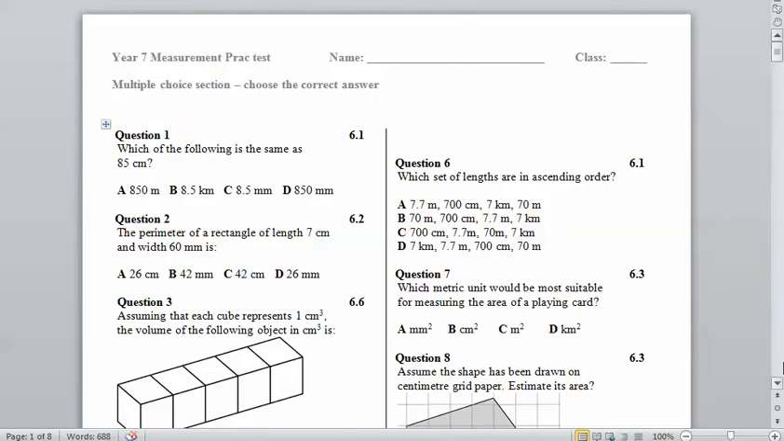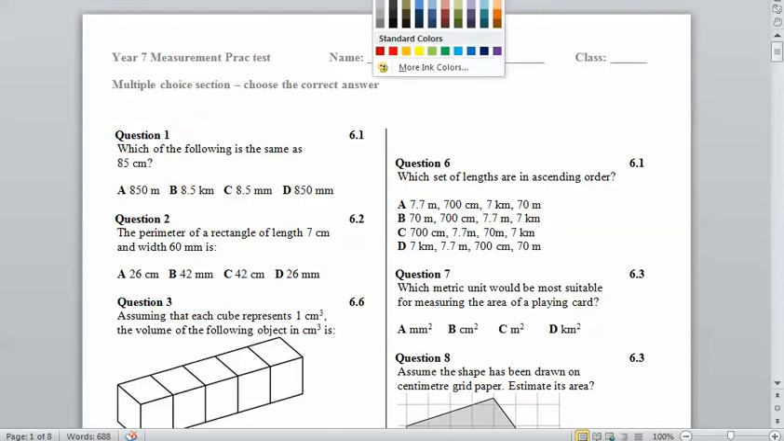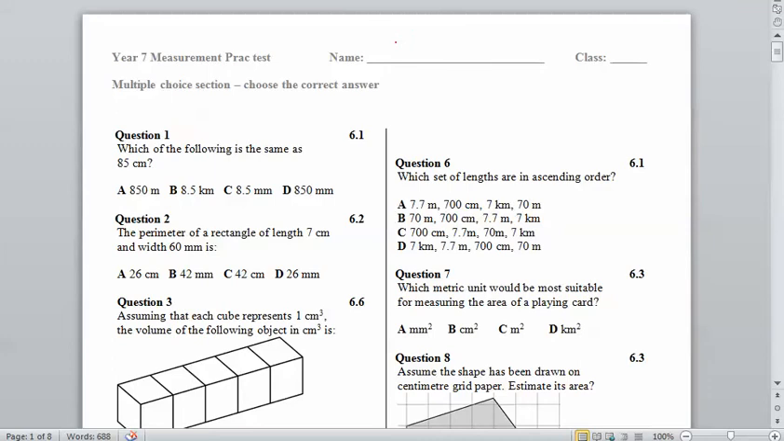Okay. So, question 1. Which of the following is the same? Well, process of elimination, clearly 850 metres doesn't sound like 85 centimetres. So we can obviously cross out that one. And we can also cross out the second one as well, because 8.5 kilometres, that doesn't sound very right.